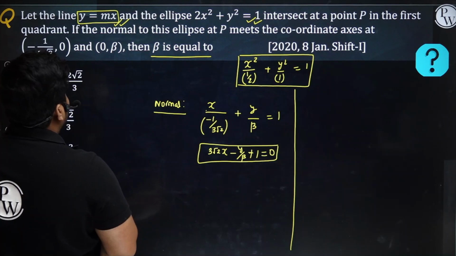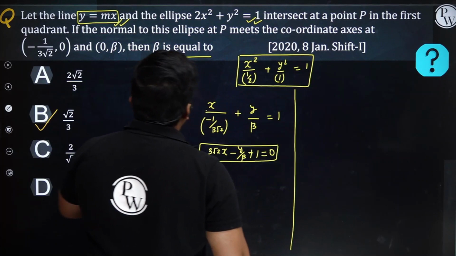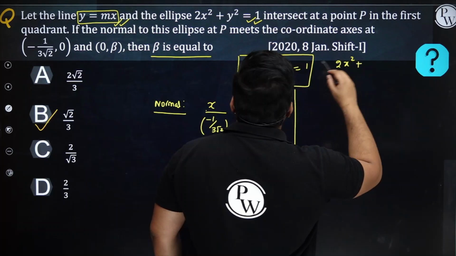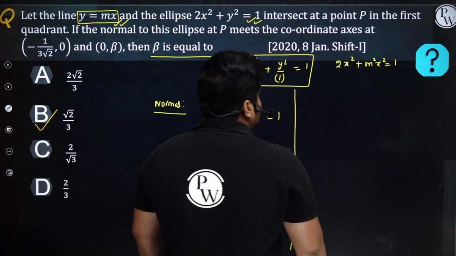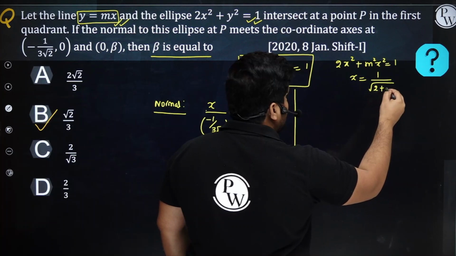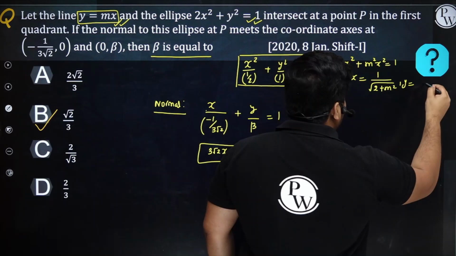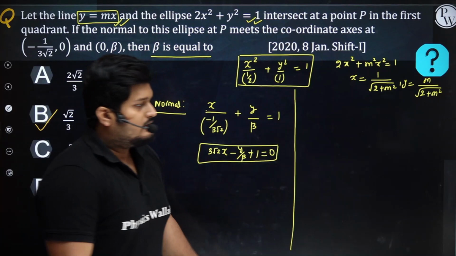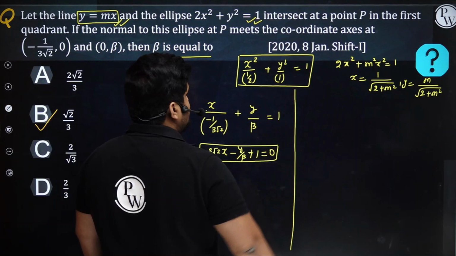So if y equal to mx is intersecting with the ellipse, this will be 2x square plus y square, which is m square x square, equal to 1. So what is x from here? x is 1 upon square root of 2 plus m square. So we have got the point of contact. y is equal to m upon square root of 2 plus m square, right? At this point we have drawn the normal. Now what will be the normal to this ellipse at this point, guys?